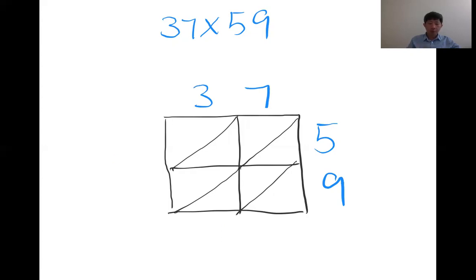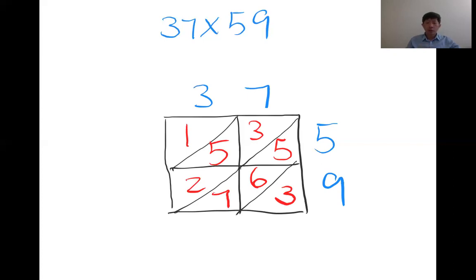So now, 7 times 5, how many? 35. 7 times 9, how many? 63. 3 times 5, how many? 15. 1 and 5. 3 times 9, how many? 27. Okay.